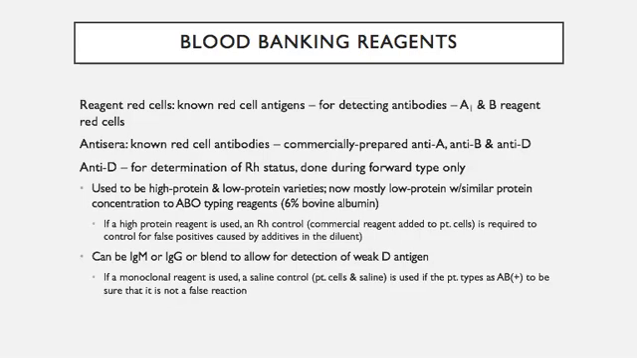Okay, your reagent red cells. These are known red cell antigens that we use for the purpose of detecting antibodies. A1 cells and B cells are our reagent red cells used in the back type to detect antibodies that might be present in the patient's serum. Antisera are known red cell antibodies. These are commercially prepared anti-A, anti-B, and anti-D reagents that we use to detect the corresponding antigens in the patient's red cell suspension, which again has to be a 2 to 5% suspension. We create that 2 to 5% suspension by mixing the patient's red cells with blood bank saline. This is what we use in the forward type.